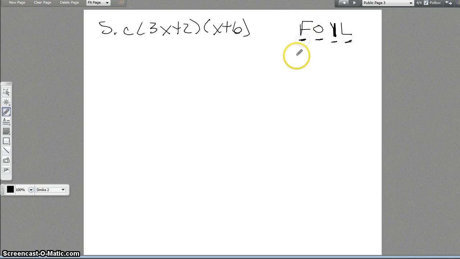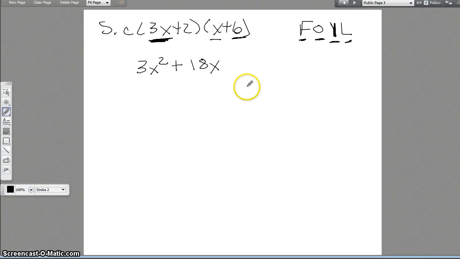So first means you multiply the first terms of each parentheses. Our first terms are 3x and x. 3x times x is 3x squared. Outer means you do the outer term in each parentheses. Well, the ones on the outside are 3x and 6. So 3x times 6 is 18x.